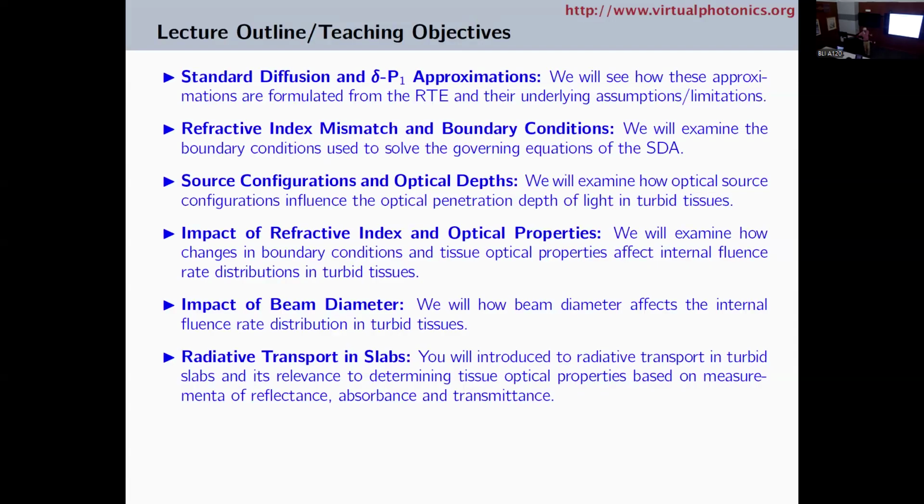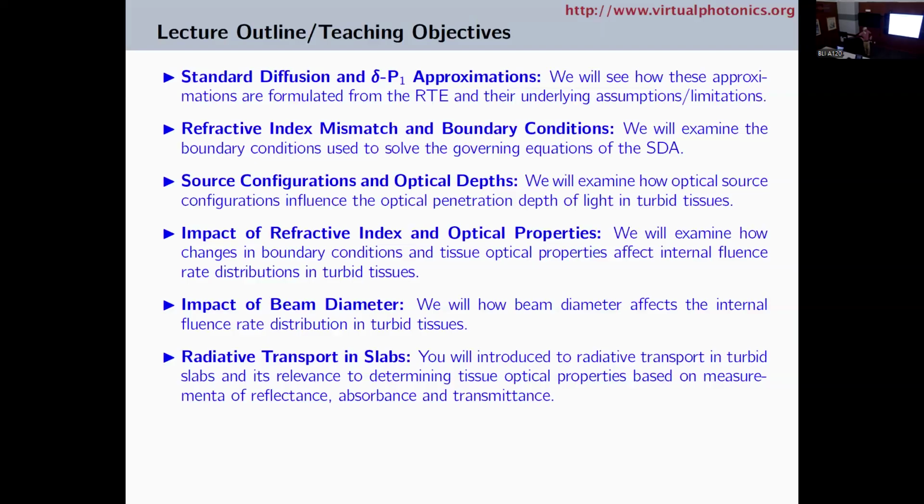Like I said, the focus today, in my lecture, will be mostly on the volumetric distribution of light within tissue volumes, and then we're going to transition to things on the boundary in the next talk. But we'll talk about how the configuration of your source can influence the optical penetration depth of light in turbid tissues, and look at the impact of refractive index. You can be in an index matched situation, or you can be in a mismatched situation, and how that, as well as optical properties, will affect the light transport within the tissue.